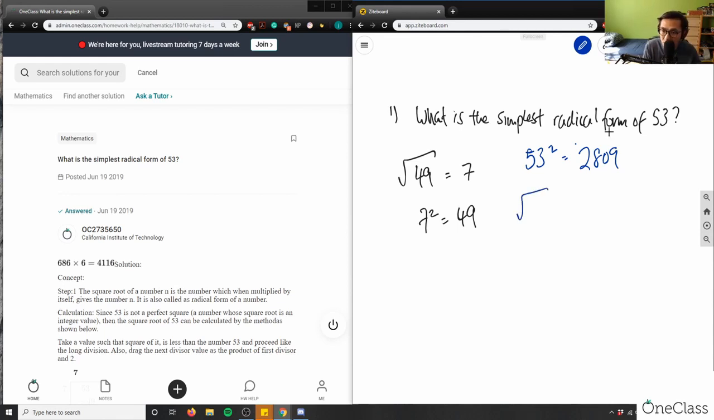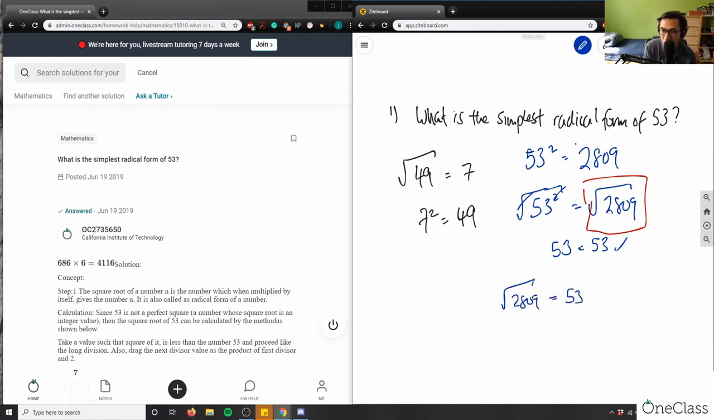So this here is 53 squared, which means if I take the square root of both sides, the square root of 53 squared, that means the square root of 2,809 is 53. These two cancel out. So the simplest radical form here would be the square root of 2,809, because the square root of 2,809 equals the whole number 53. So that would be the radical form for this problem.